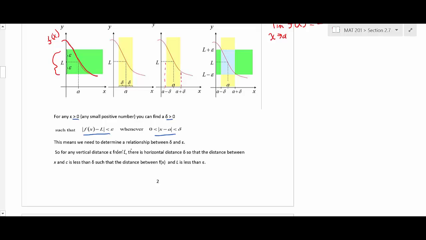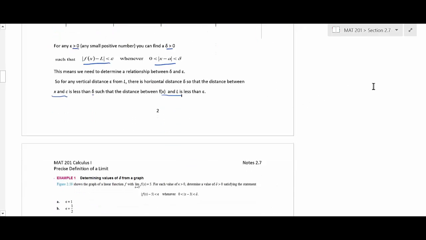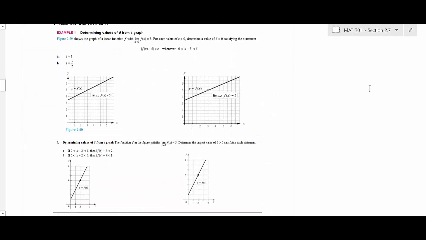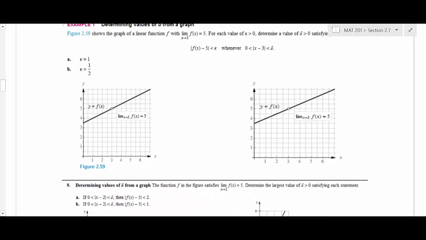So what we're going to do on this then, this means that to determine a relation between delta and epsilon, for any vertical distance epsilon from delta, there is a horizontal distance delta, so that the distance between x and c is less than delta, such that the distance between f of x and L is less than epsilon. So I'm going to go to the next page, and we're going to do some activities that will help you begin to make sense of this.